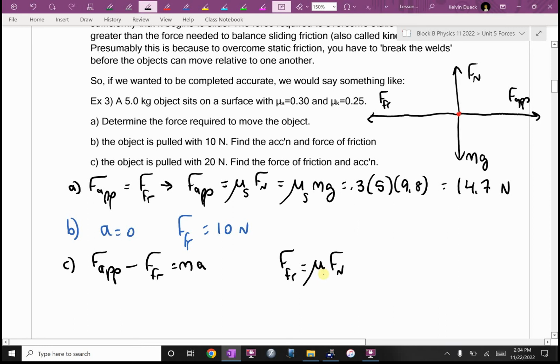Are we sliding now or are we at rest? Then it's going to be mu k, the kinetic coefficient of friction, the 0.25. I don't know the normal force. Oh, but look, how big is the normal force exactly the same size as? Okay, so it's going to be 0.25 times m times g. It's going to be a little smaller than the 14.7.